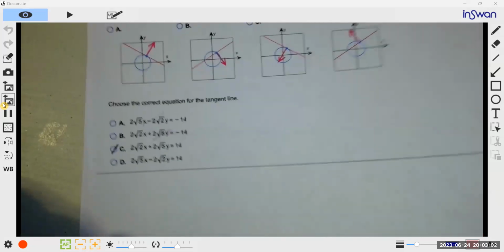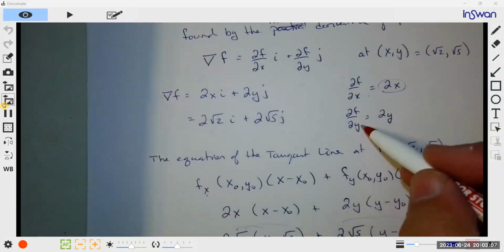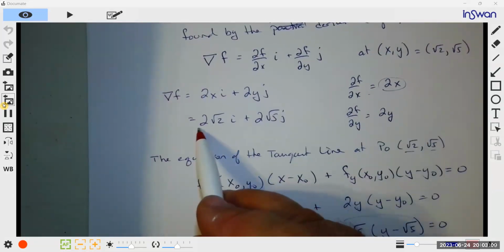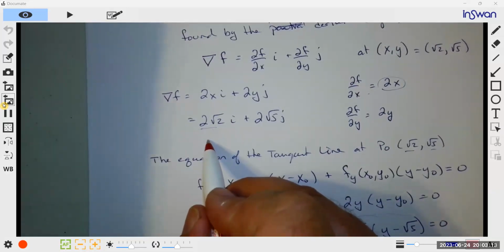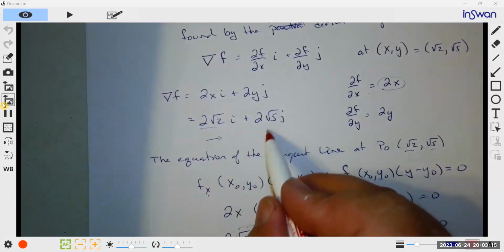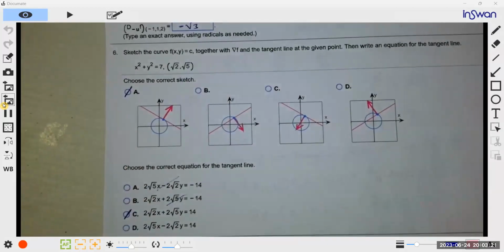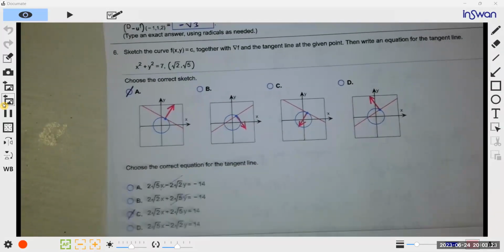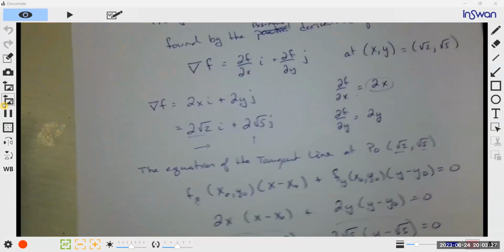Now, to figure out which graph it is, we look at our partials at the x and y. So this is 2 radical 2, so it's going positive in the x and positive in the y. Only one that does that is A. Right.